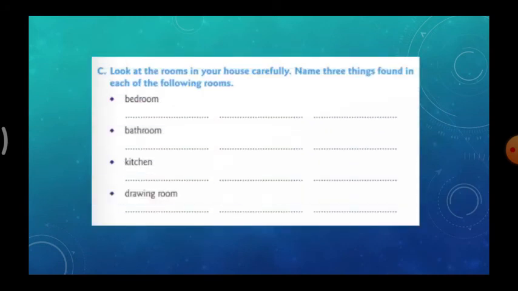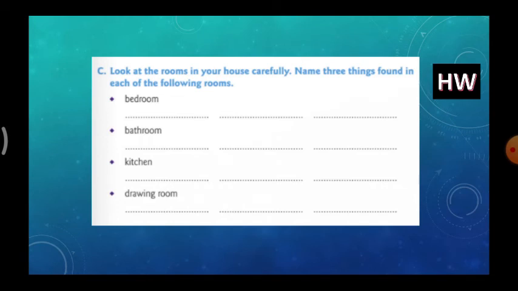Next one, look at the rooms in your house carefully. Name 3 things found in each of the following rooms. So, children, this is your homework. The first question is bedroom. So, in your house, a bedroom will be there, right? In the bedroom, see around. What are the 3 things you have? Write any 3 things you have in the bedroom. You can write it as cot, bed, or cupboard. You can write like that. So like that you have to write it for other rooms also.